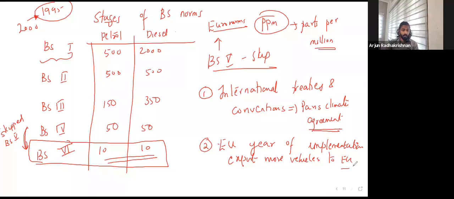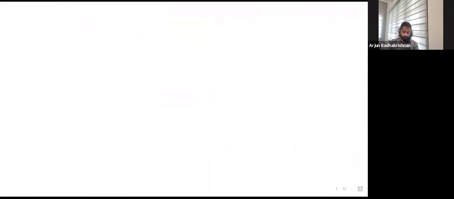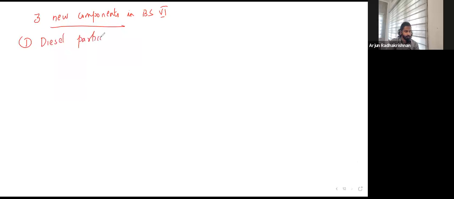All right. Now there are three new components which we are adding in BS6. First is a diesel particulate filter.